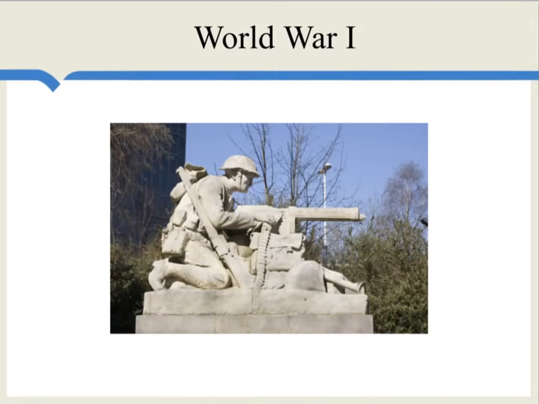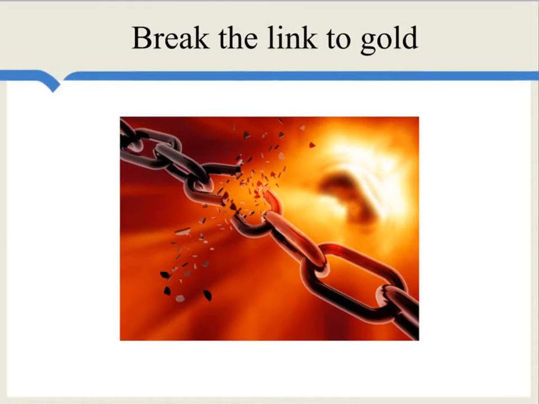That all changes in 1914 with the onset of the First World War. So governments all of a sudden need to fight this war, and what they want to do is inflate their currencies as a way of paying for the war, and that is going to break the classical gold standard. So what happens is the major European governments, one by one, break the link to gold, and they move to a system of paper money to help pay for the war.